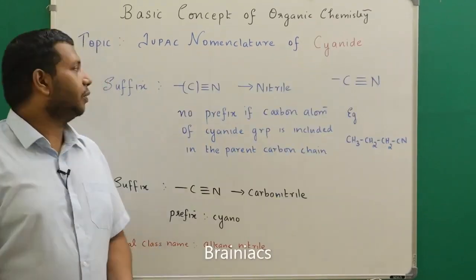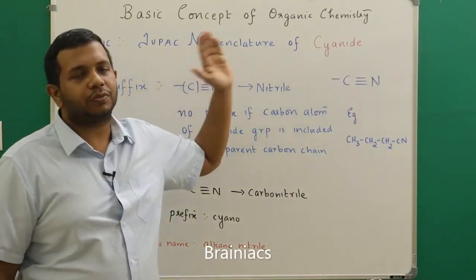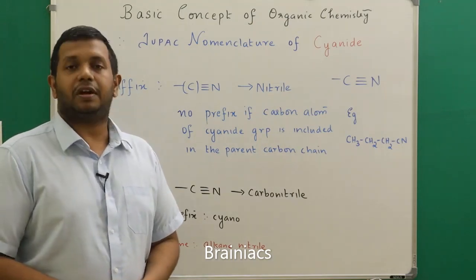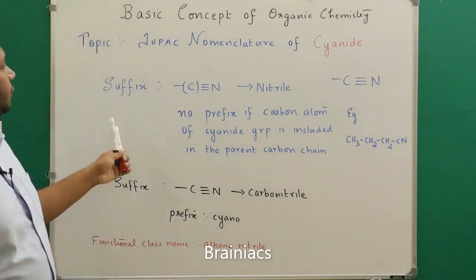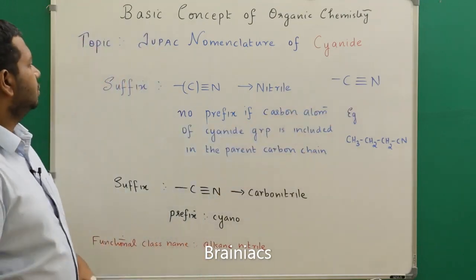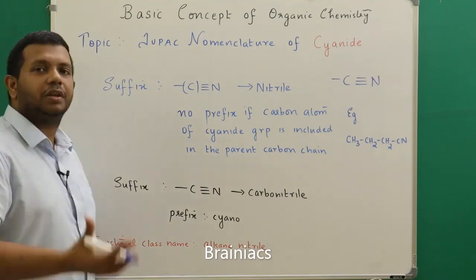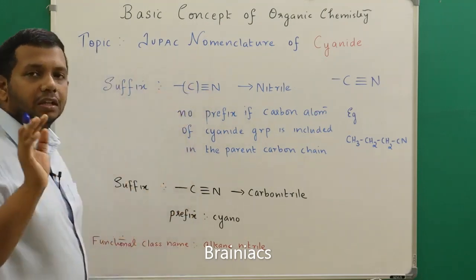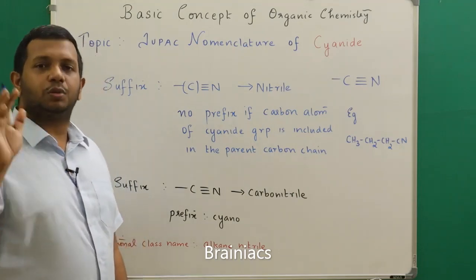Students, so next we are going to discuss the IUPAC nomenclature of cyanides. Coming to cyanides, this is a little bit important. The functional group here is CN, cyanide. Now, as you have seen in the priority table, if the carbon atom of the cyanide is included in the parent carbon chain, usually we should include that.